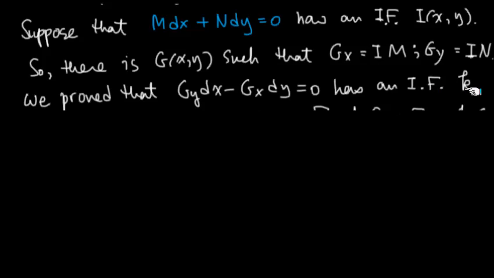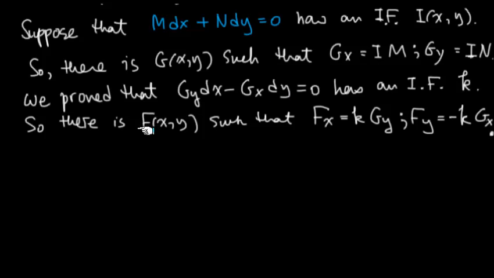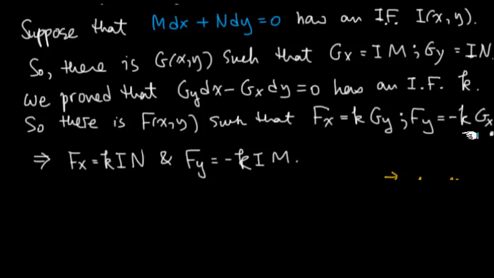So I call the integrating factor k. If you multiply by k here, this becomes exact. Exact means there is a function, which I call f. So f_x is k times g_y, and f_y is negative k times g_x. Now if you rewrite what g_y and g_x are, that g_y is replaced by I N, and in f_y, the negative k times g_x, that g_x is replaced by I M. So f_x and f_y are now in this form.